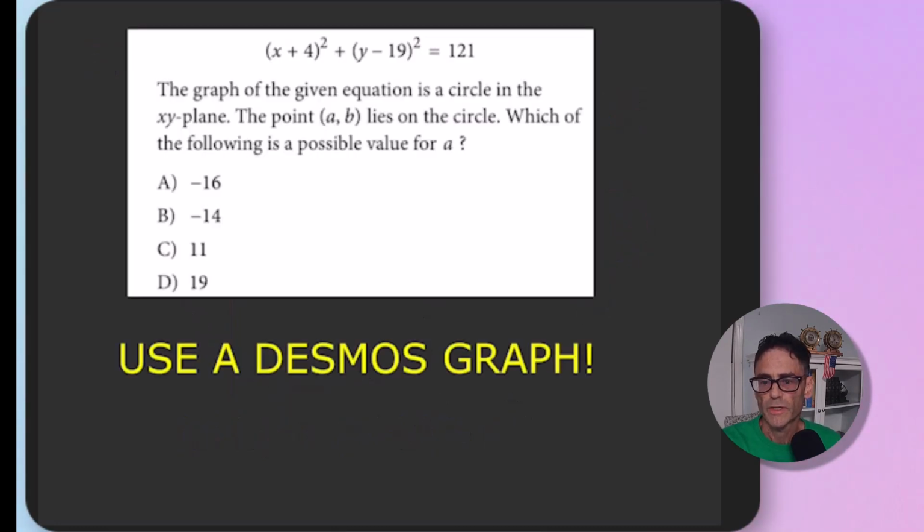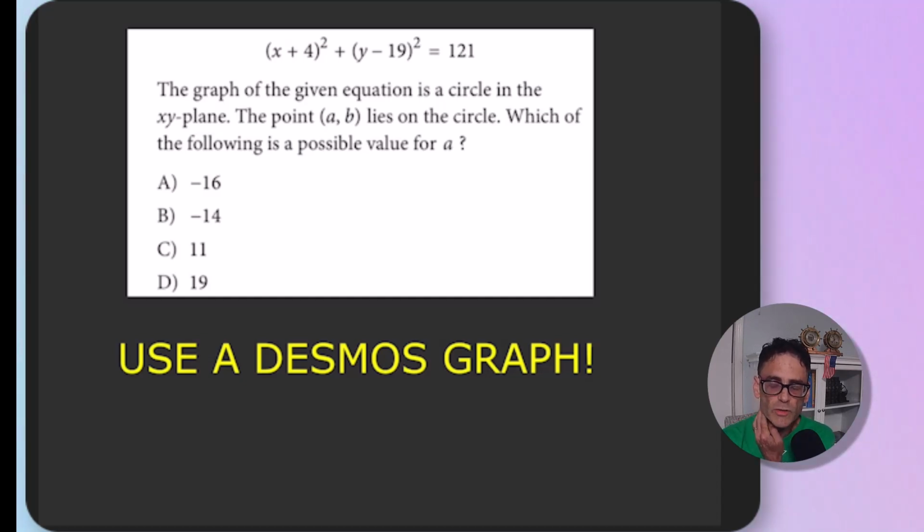And here's an example. This problem gives you the equation (x + 4)² + (y − 19)² = 121, and the graph of the equation is a circle in the xy-plane. The point (A, B) is on the circle. Which of the following is a possible value of A? So, as I say, use the Desmos graph.